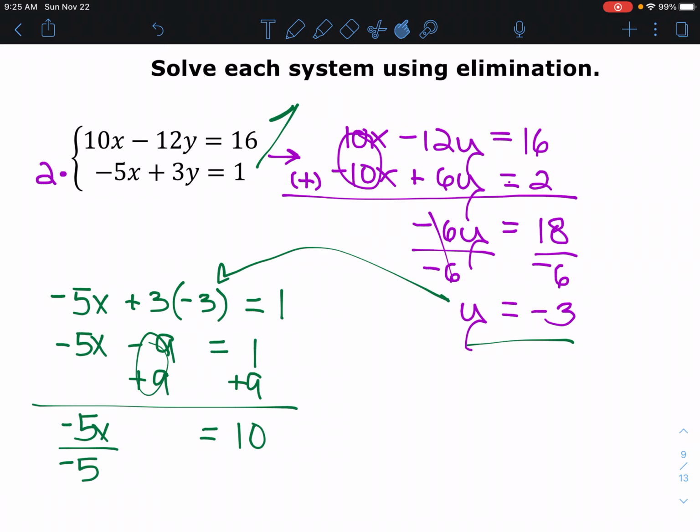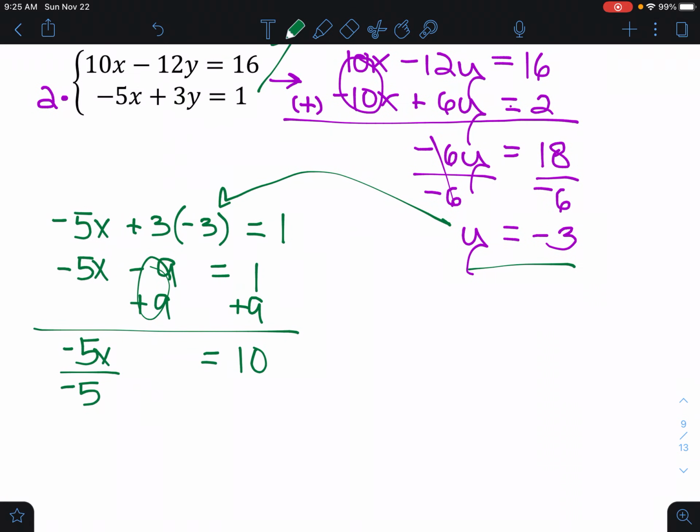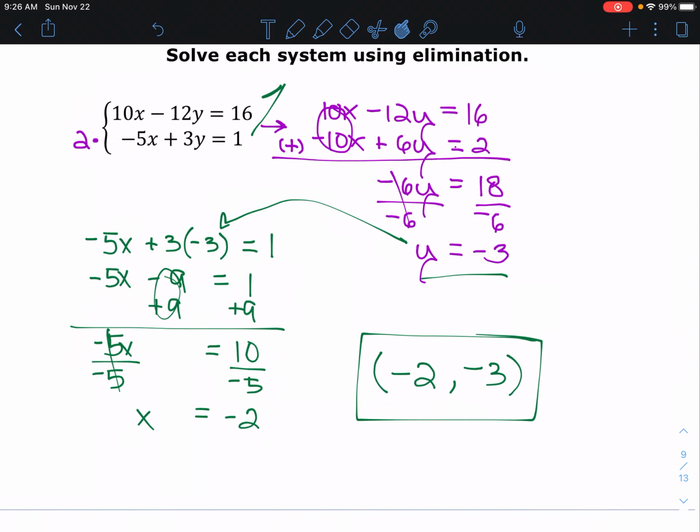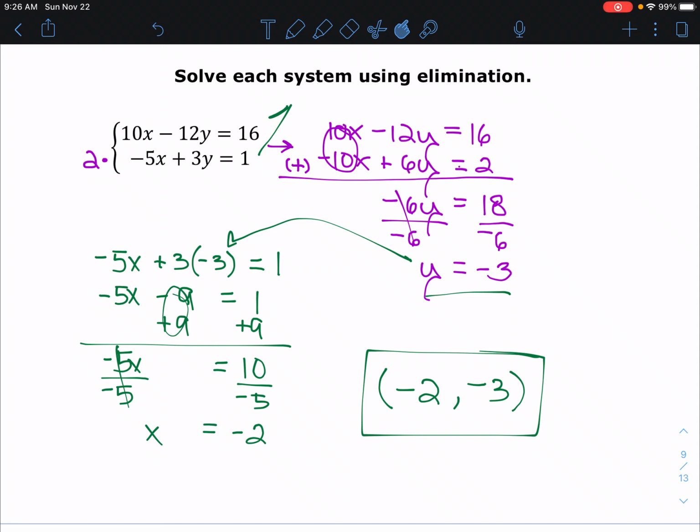Divide by negative 5. We get x equals negative 2. Now, when you're done, always write your answer as an ordered pair. So here we have, where do these two lines cross? They cross at the ordered pair negative 2, comma, negative 3. Okay. Again, elimination is best to use when both equations are in standard form. All right, so hopefully that jogs your memory a little bit from Algebra 1.